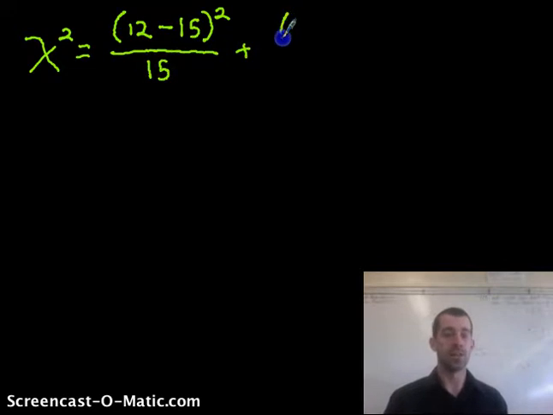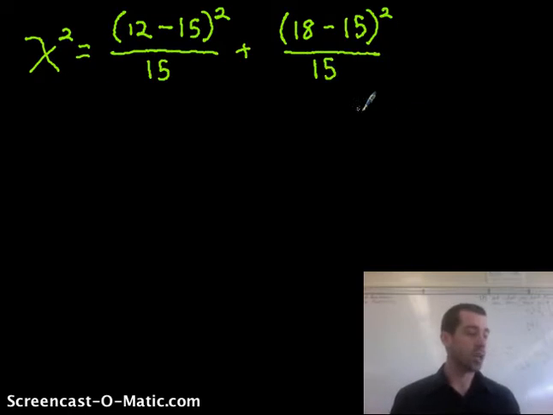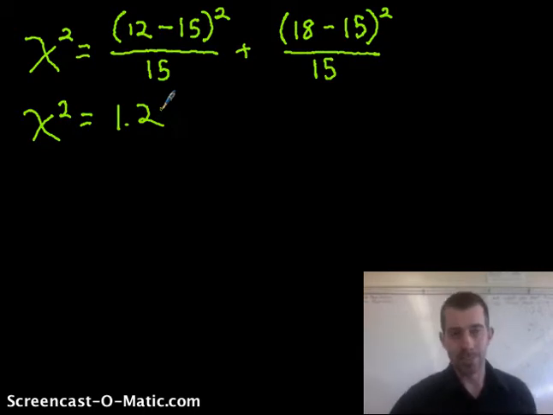You're going to add that to the observed value for side B, which was 18, minus the expected, which was 15 again. Square both of those, and divide by the expected value, which once again was 15. When you do that, you're going to find out that your chi-squared value is 1.2. Now, what does that mean?